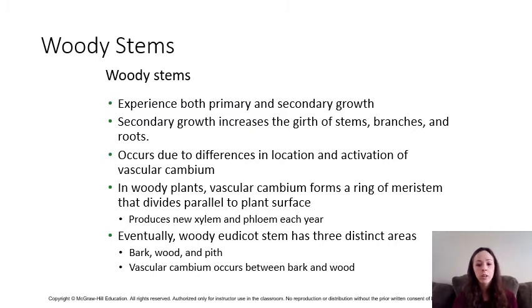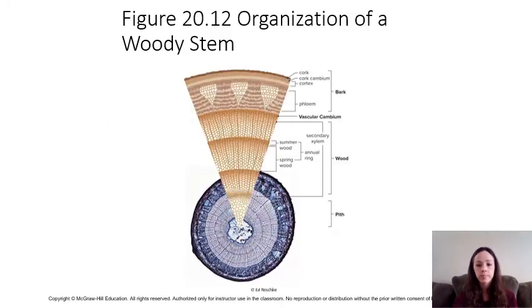A mature woody plant has three distinct parts: bark, wood, and then the pith. The bark includes the cork cambium, the cortex, and then the phloem. The cork cambium makes the bark thicker every year as it produces more cork. And then the vascular cambium is located between the bark and the wood.